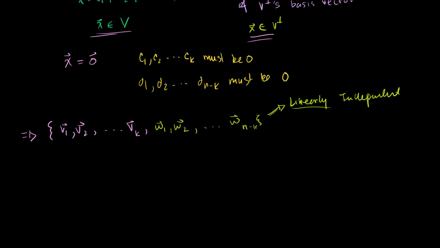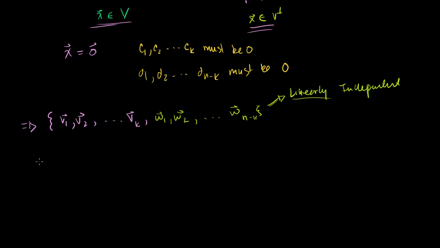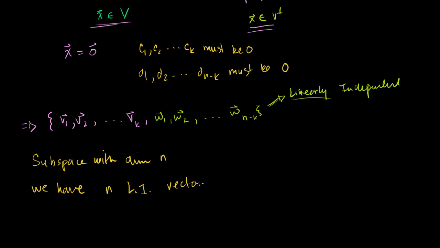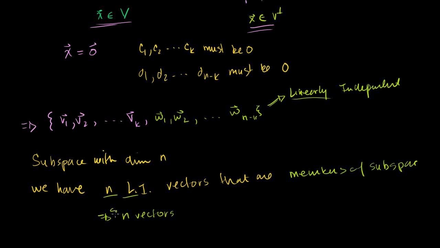Now, many videos ago, we learned that if we have some subspace with dimension n, and we have n linearly independent vectors that are members of your subspace, then those n linearly independent vectors, the set of those n vectors, is a basis for the subspace.